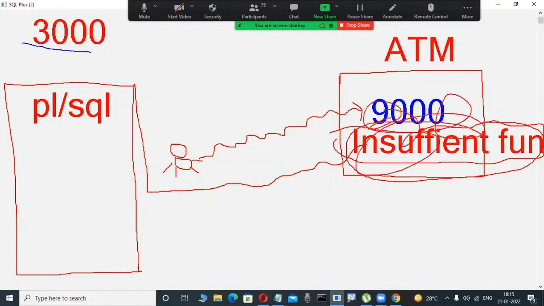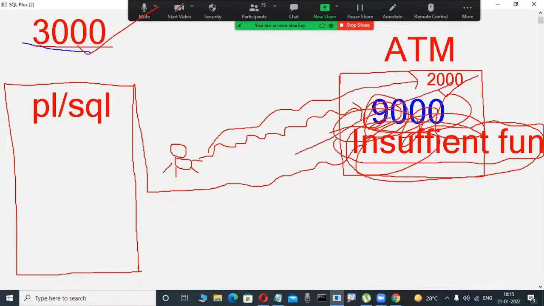Another scenario. For example, here my balance is 3,000. Suppose I am inserting an ATM card and I try to withdraw 2,000 rupees, for example. Now it is possible. Why? Because here my balance is 3,000. I try to retrieve 2,000, which is less than 3,000. That's why this withdrawal is possible.